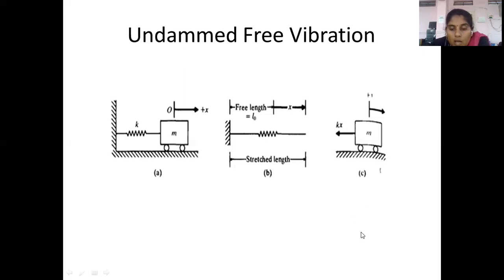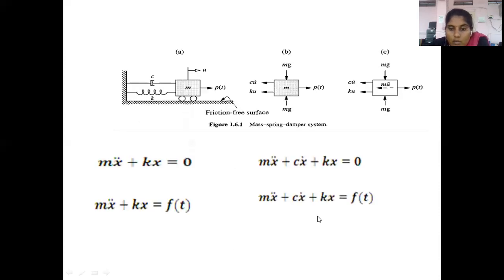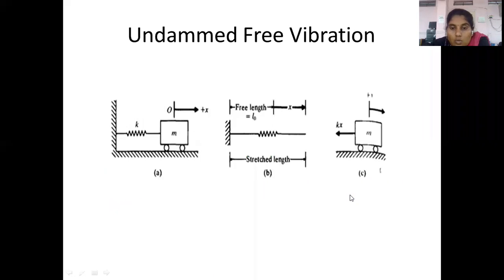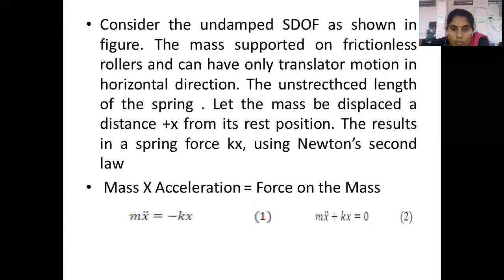Okay, our generalized equation is this fourth equation: m x double dot plus c x dot plus k x equal to f of t. But here the damping coefficient c is 0, that's why the c x dot term becomes 0, and the external force is not there, that's why f of t becomes 0. That's why the equation becomes m x double dot plus k x equal to 0. I hope all of you have understood up to this.